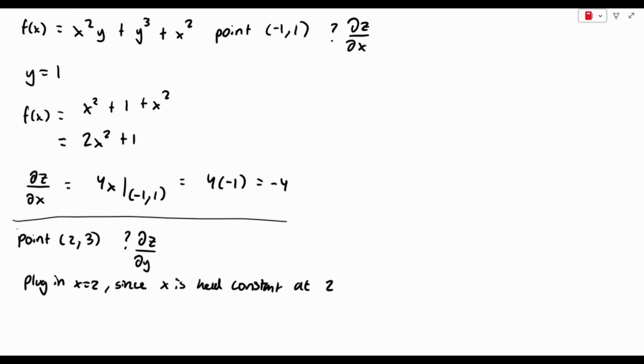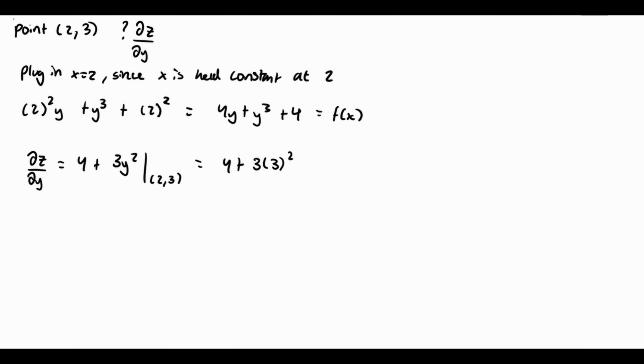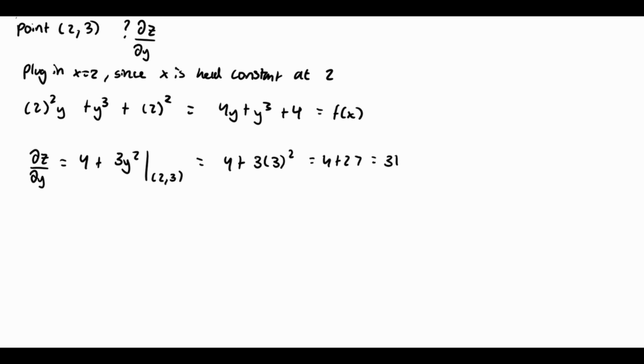To take the partial with respect to y, let's hold x at a constant 2. So we can replace any x in the function with 2, making it 4y plus y to the third plus 4, and differentiating with respect to y, we have 4 plus 3y squared. Now if we wanted to evaluate it at point 2, 3, we plug in 3 for y in the partial derivative, and see that the slope of the tangent line of the slice in the plane x equals 2 is equal to 4 plus 3 times 3 squared equals 4 plus 27 equals 31.